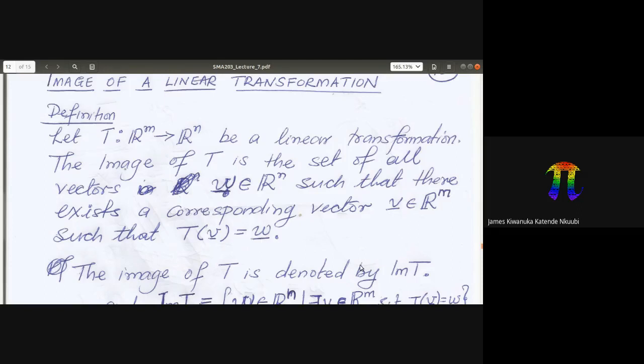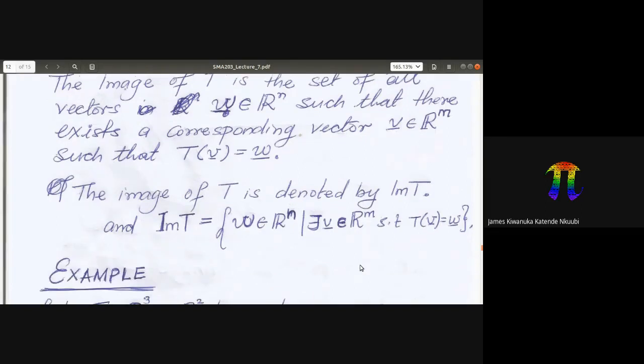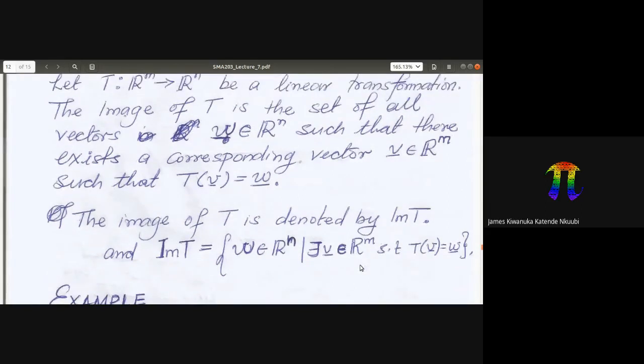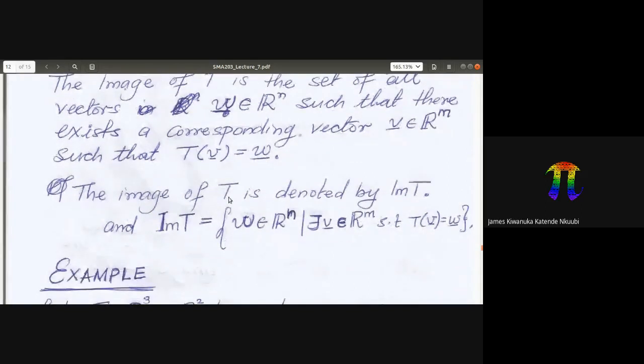I think there's a diagram that will illustrate this better so that you'll see the image. But we shall denote the image of T by Im T. This is a shorthand for the image of T. Are we together? So here is nothing but notation and definition.